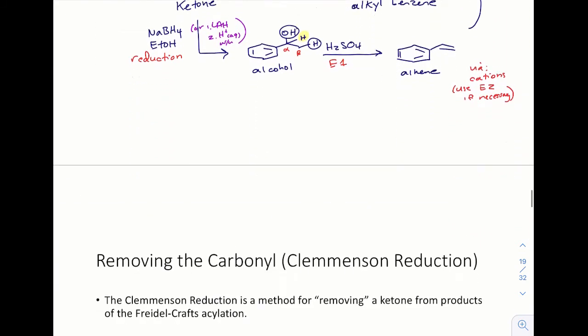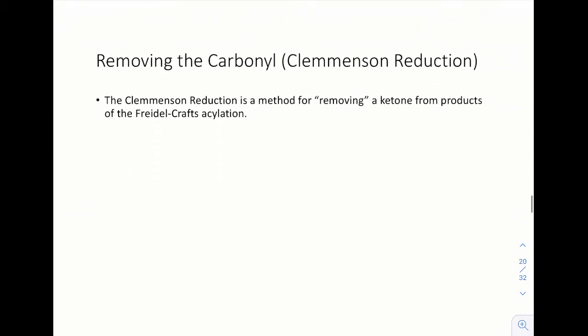So let's learn a few other reduction techniques quickly for converting acyl benzenes into alkyl benzenes. And the whole point of this is that now you're able to use the Friedel-Crafts acylation to really make any alkyl benzene desired, just depending on what reactions are coupled with it. Well, the Clemmensen reduction is a method for removing a ketone from products of the Friedel-Crafts acylation reaction. And I will just make one point. The Clemmensen reduction should only be used with aryl ketones.